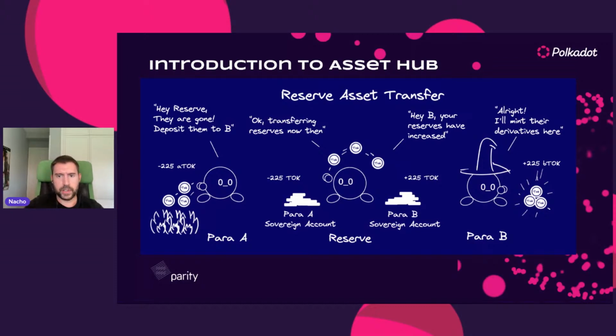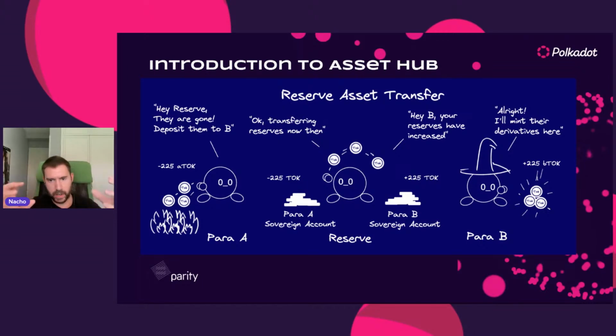Alternatively, we have reserve asset transfer, where the system parachain plays a very important role. This is the trustable third-party entity. Here we have parachain A, the reserve, the system parachain, and parachain B. One of the most complex reserve transfers is from parachain A to parachain B. In this case, parachain A would have to burn those tokens.